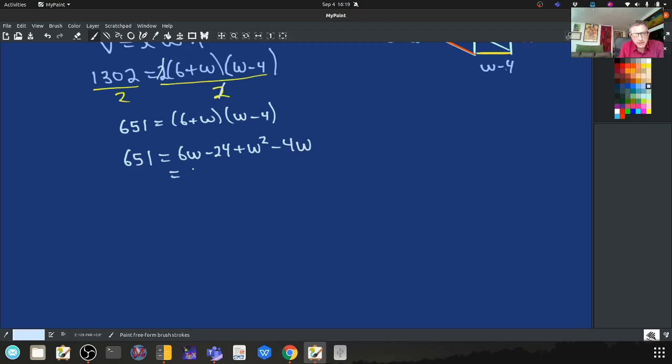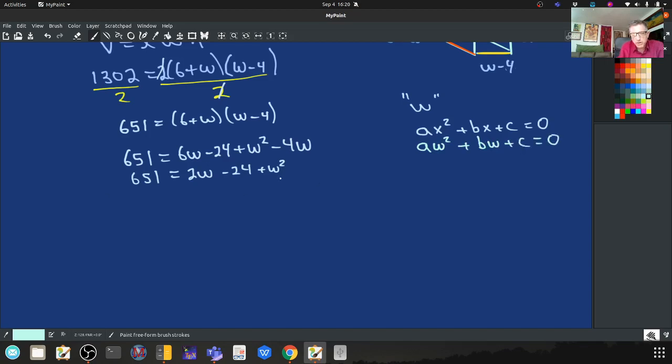So let's simplify the right-hand side by collecting like terms. 6w minus 4w leaves me 2w minus 24 plus w squared is equal to 651. So this is a quadratic. Our variable is w. It's a quadratic in w. So our ax squared plus bx plus c equals 0 is the same now as a w squared plus bw plus c is equal to 0.